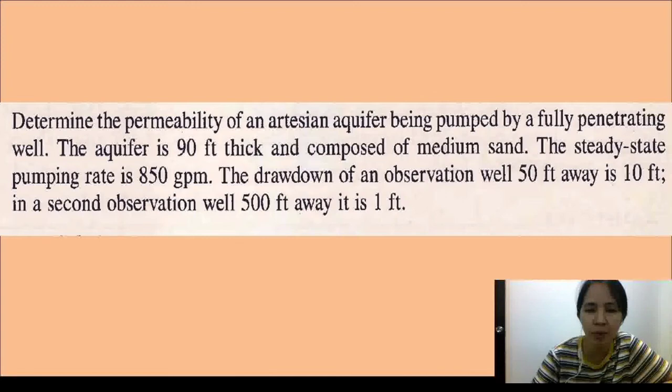So we have a sample problem. Determine the permeability of an artesian aquifer being pumped by a fully penetrating well. The aquifer is 90 feet thick and composed of medium sand. The steady-state pumping rate is 850 gallons per minute. The drawdown of an observation well 50 feet away is 10 feet, and in a second observation well 500 feet away, the drawdown is 1 foot.